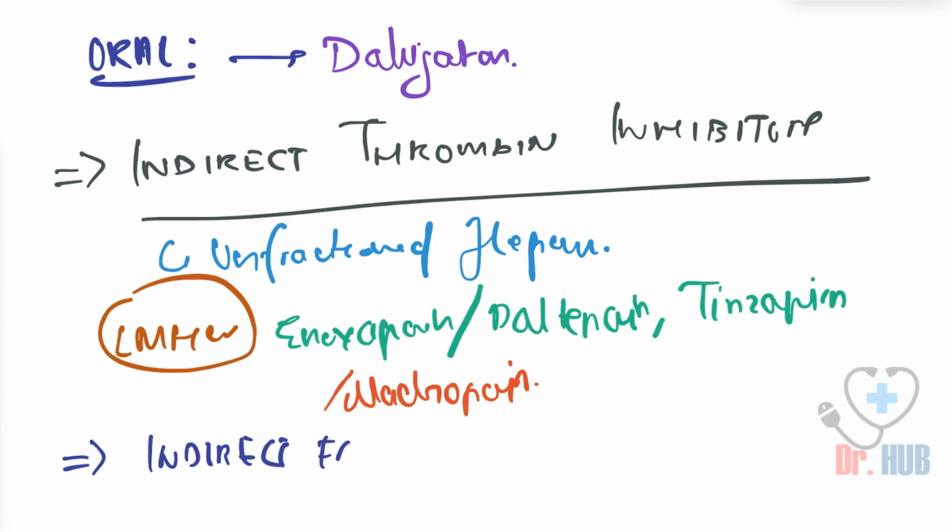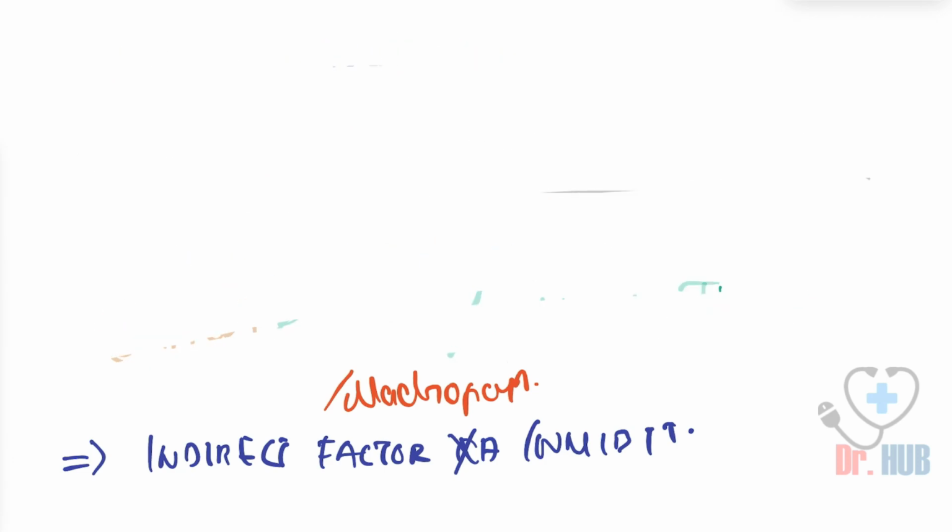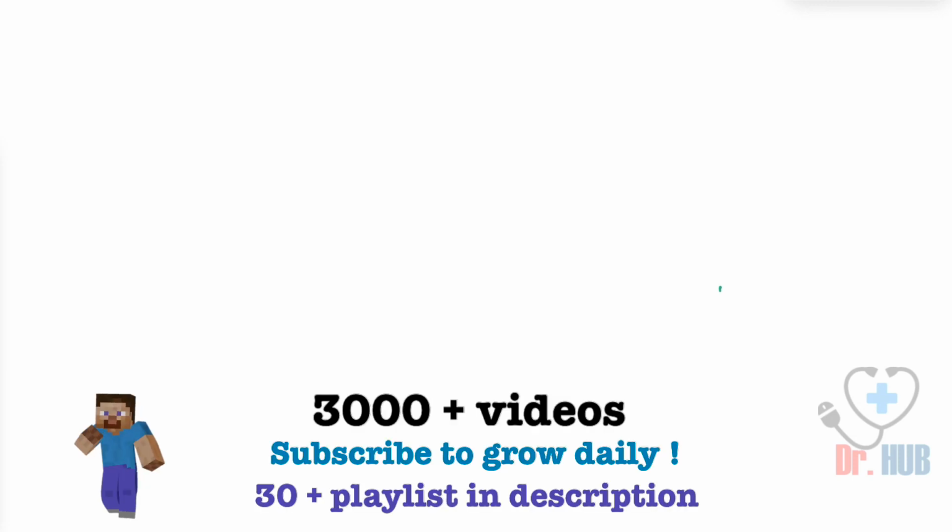Then there are also the indirect factor 10A inhibitors. So what does this include? Indirect factor 10A inhibitors include the fondaparinux.